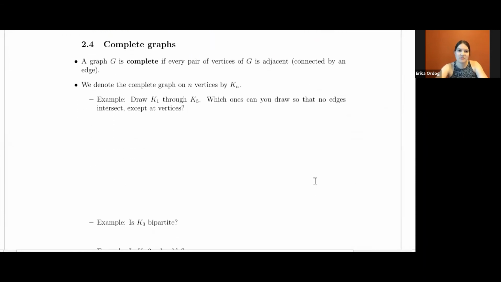So the last topic we'll get to today is complete graphs. We say a graph is complete if every pair of vertices in the graph G is adjacent. So there's an edge between any two vertices. And we denote the complete graph on n vertices by K sub n. So I want you to pause this video and draw K1 through K5 and see which ones you can draw so that no edges intersect except at vertices. So why don't you pause and try that now?